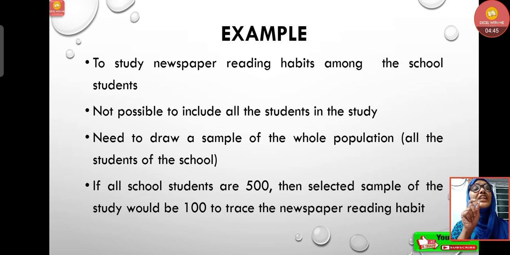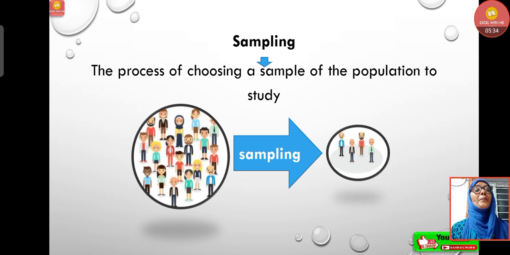Now, what is the example? To study newspaper reading habits among school students, that is my issue or question. It is not possible to include all the students in the study, obviously. So we need to draw a sample from the whole population, that is, all the students of a particular school. If all school students are 500, then the selected sample of the study would be 100 to trace the newspaper reading habit. We cannot take all the students of the particular school. I will take randomly, or maybe I will select one method. Already we discussed these methods: random sampling, stratified sampling, etc. Here I will choose one technique of selecting the sample, and then I will come to maybe 100 out of 500.